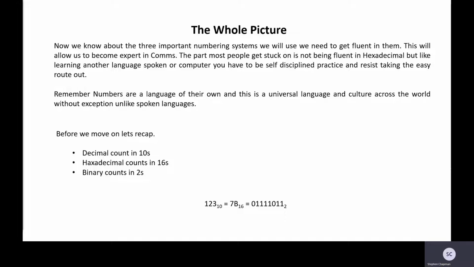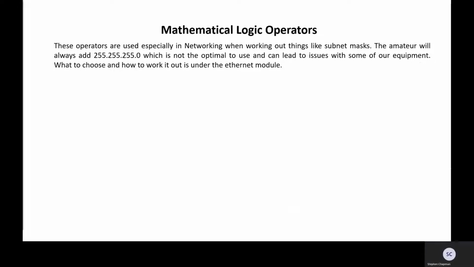While we're in the number system, let's have a look at a couple of logic operators which we will need to know about when we get to the networking module. In networking, a lot of us will put in a subnet mask 255.255.255.0 and wouldn't really know what we've just put in, but it works. We've always done it. When we get to the networking module, that will be demystified. We'll know exactly what it is. But for the moment, we're just going to learn the logic operators that we need to know for that network module.